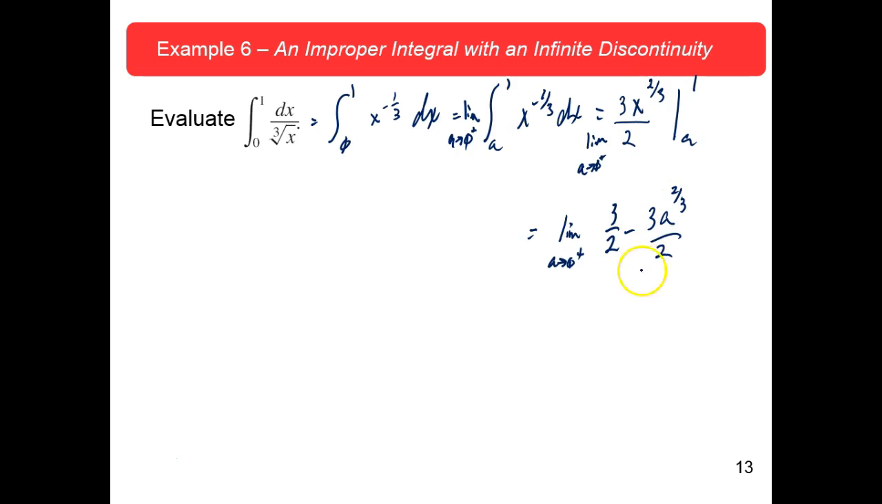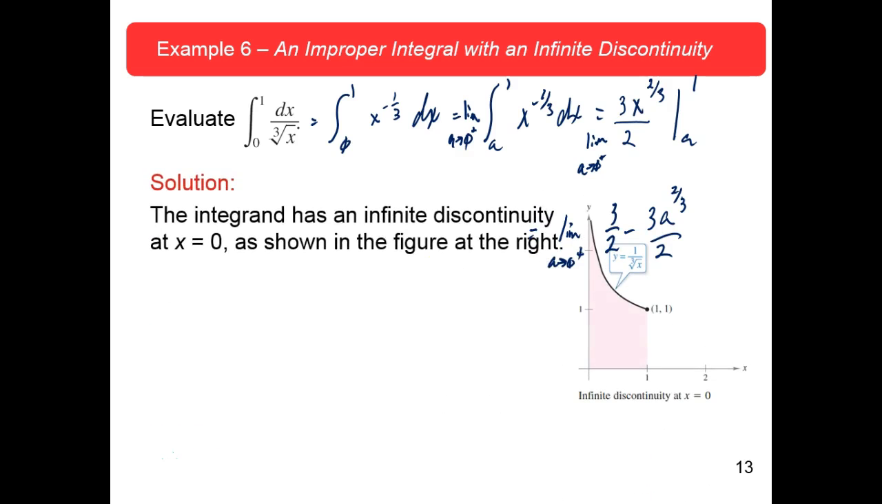Yep, it'll just be 3 halves because that one will go to 0. So that one does have a limit. I said we weren't going to do any of these, but thought we would do the integral just to review the integral there. Okay, so that was example 6. And that one does have a limit, and its limit is 3 halves.